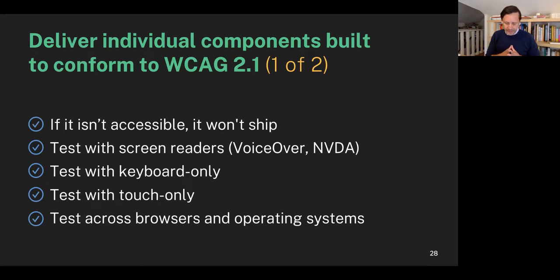So slide 28. We deliver individual components that are built to conform to WCAG 2.1. In general, the big thing that is important to us is that if it isn't accessible, if it doesn't conform, it won't ship. And we test with screen readers to help do this. We test with VoiceOver on the Mac, and we test with NVDA on Windows. We test with keyboard only. We test with touch only. We test across browsers and operating systems.